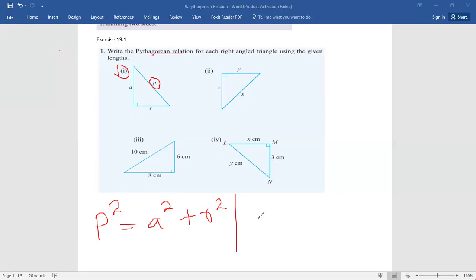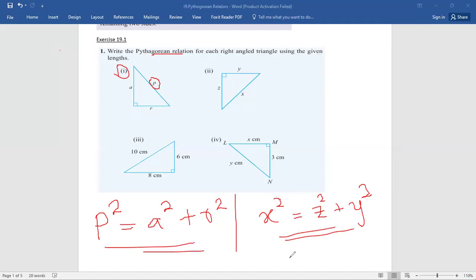Okay sir. I'm going to tell you the relationship like this. X equals z plus y, right? So what you have to do? Take the square of all terms. Okay sir. So this is the Pythagorean relation, for the first one and the second one. And try to do the third one and fourth one. You need to identify the hypotenuse first. Let me know once you finish.